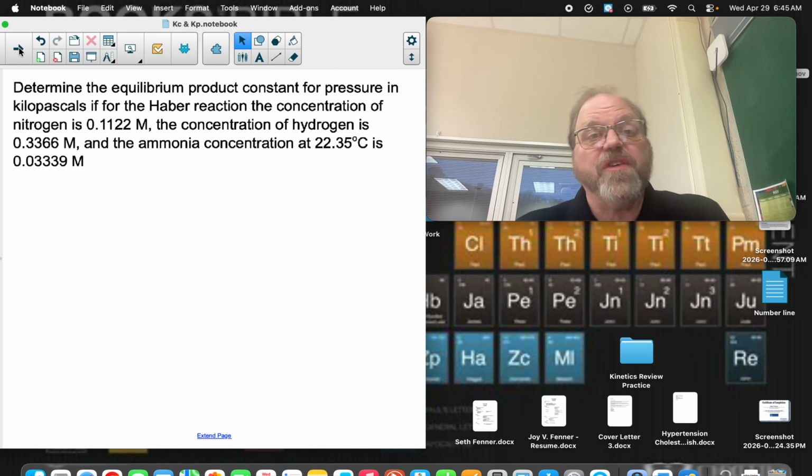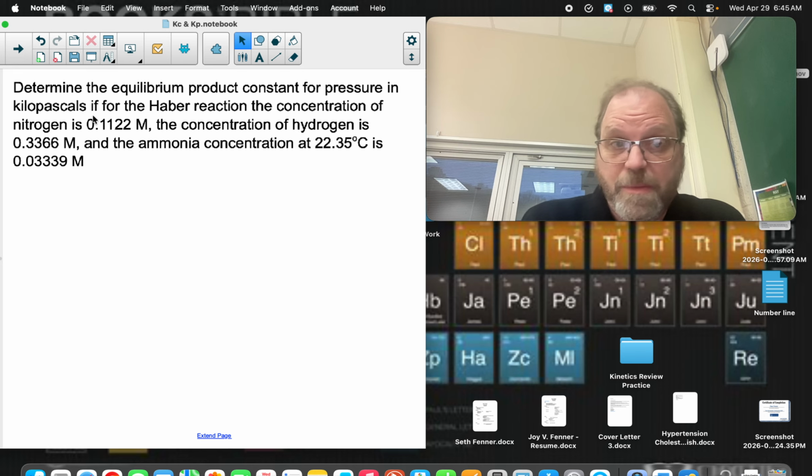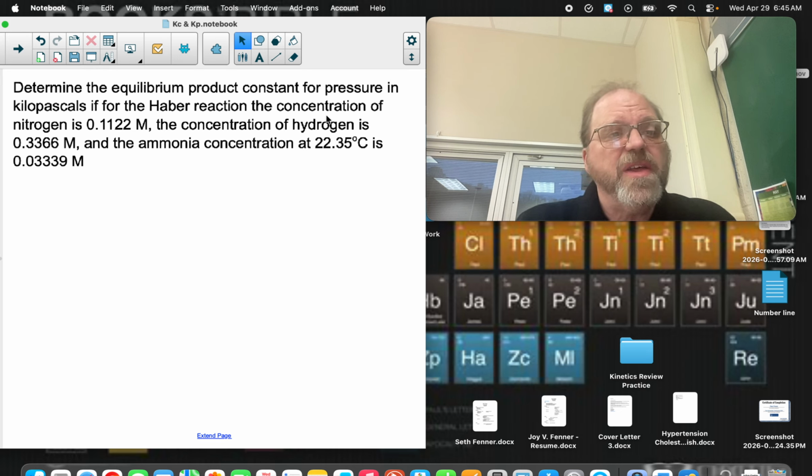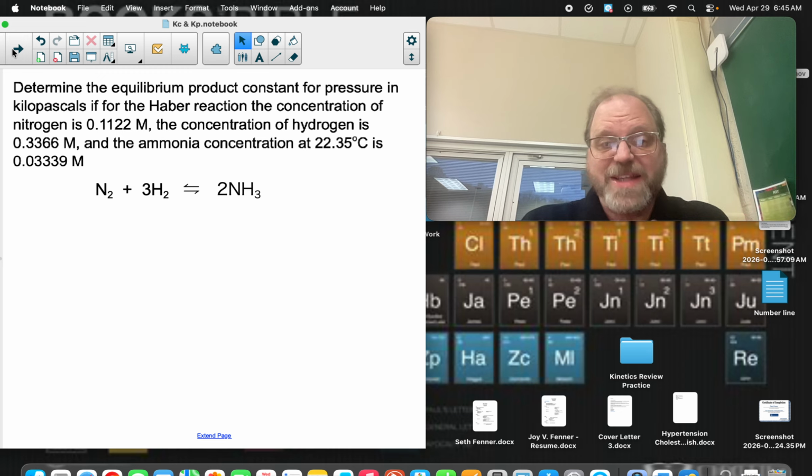All right, let's try another one. Determine the equilibrium constant for pressure, so then we're trying to find Kp in kilopascals. If for the Haber reaction, remember going back to the Haber reaction, the concentration of nitrogen is 0.1122 molar, the concentration of hydrogen is 0.3366 molar, and the ammonia concentration at 22.35 degrees Celsius is 0.03339 molar.